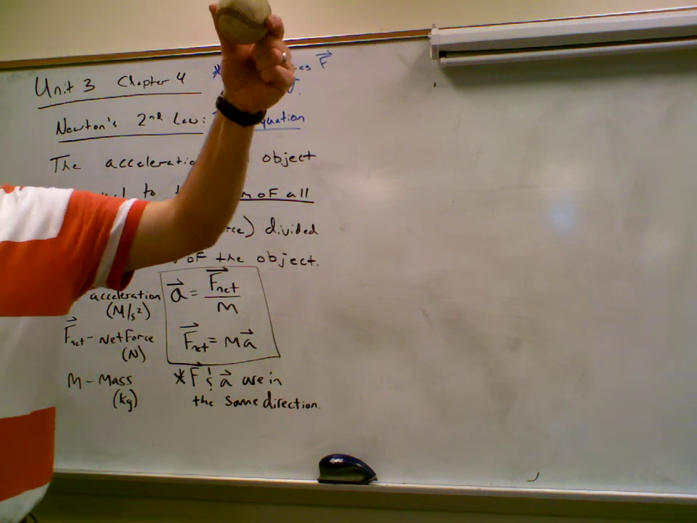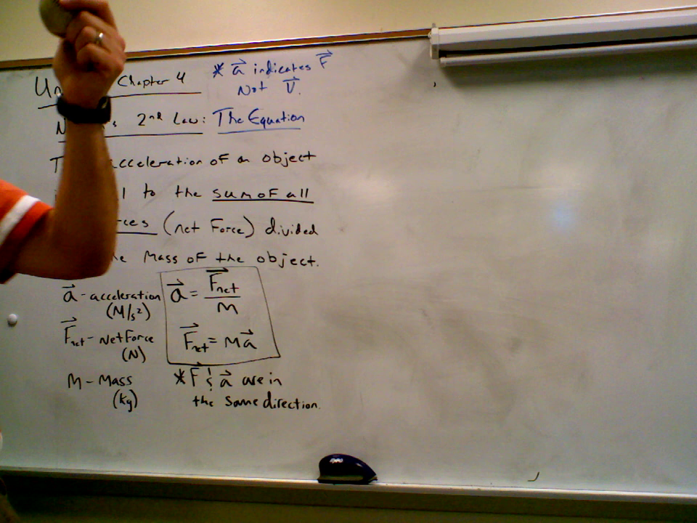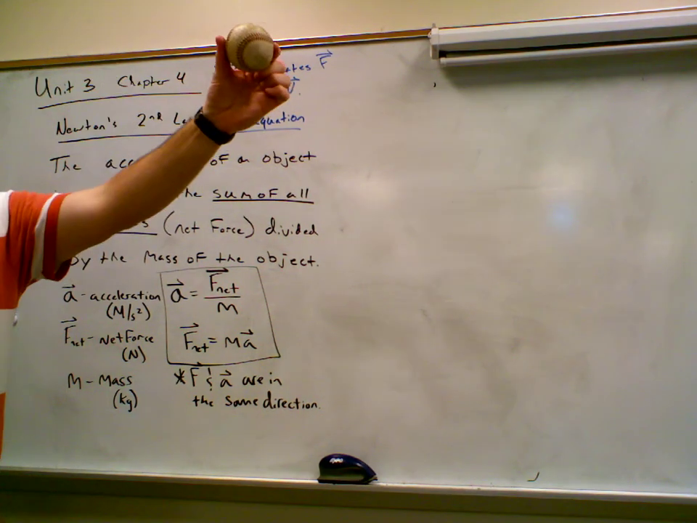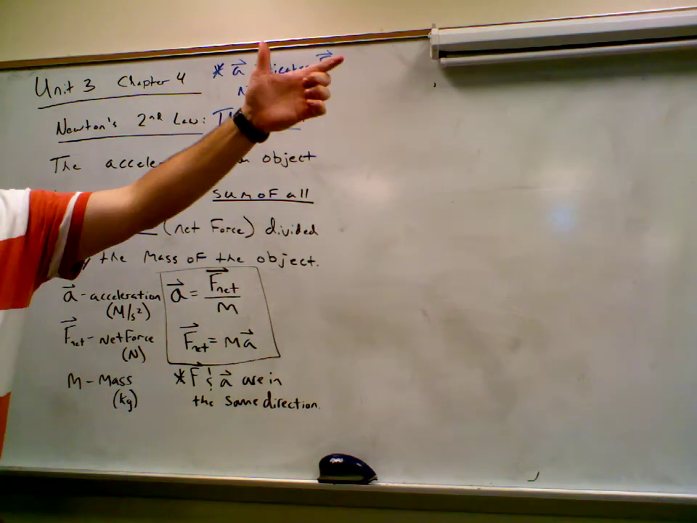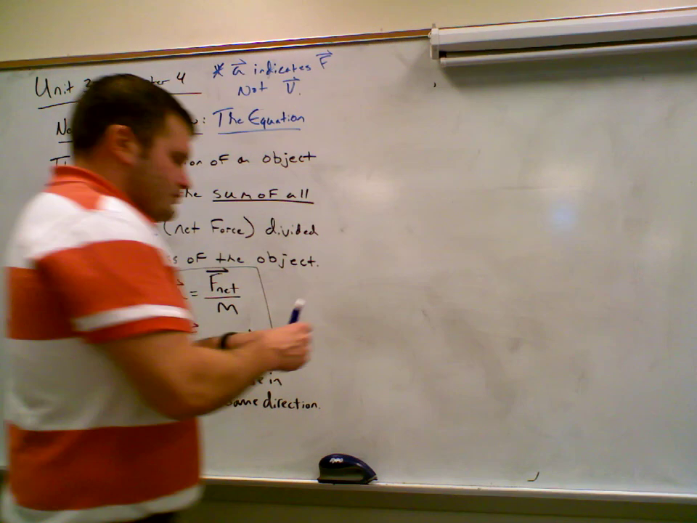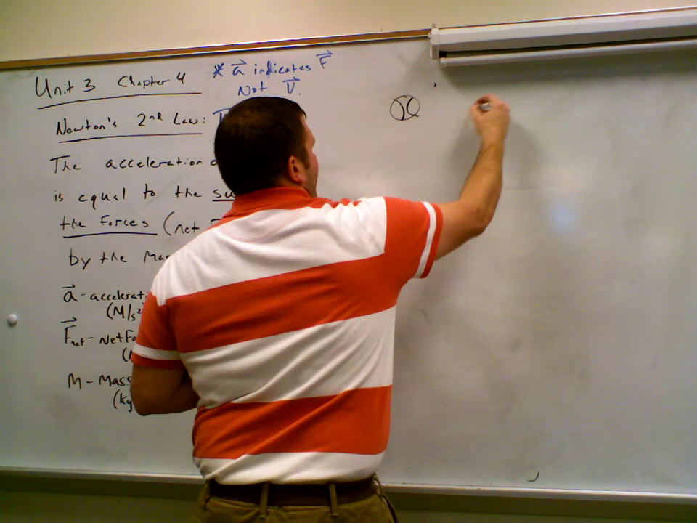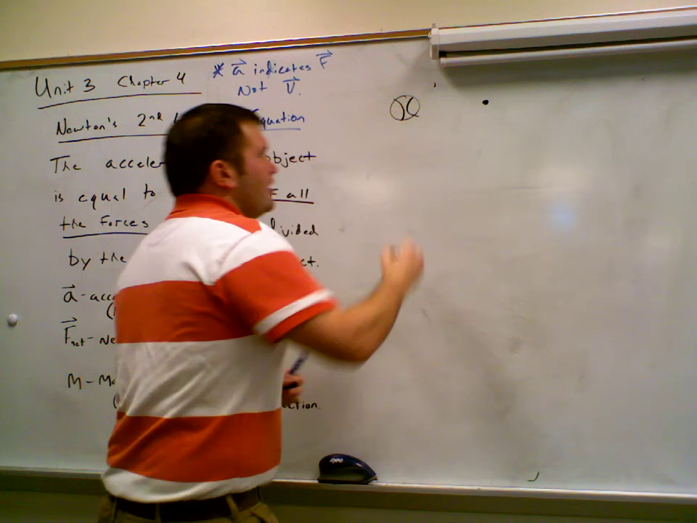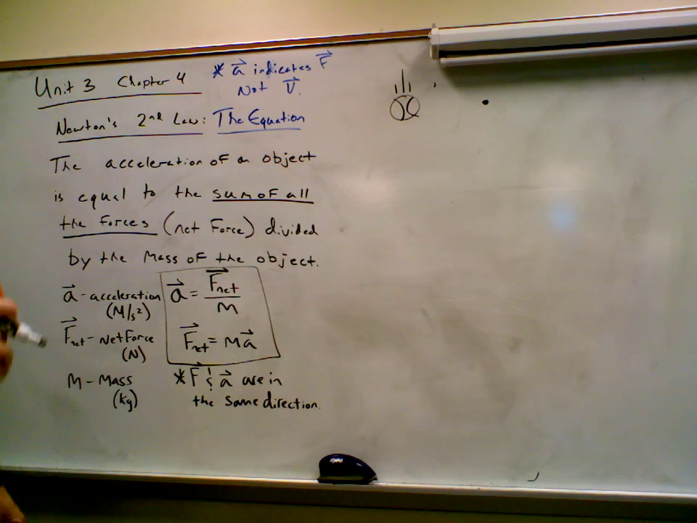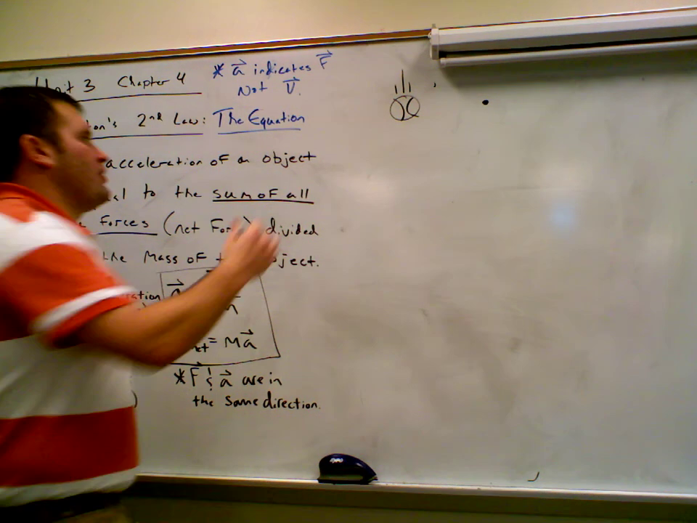So, if I drop the baseball, the only force acting on it is, well, right now my hand and gravity, but once I drop it, just gravity until it hits the floor. So if this is the baseball and it is falling, which way is the acceleration? Down.